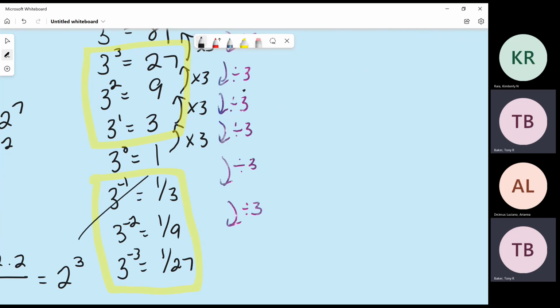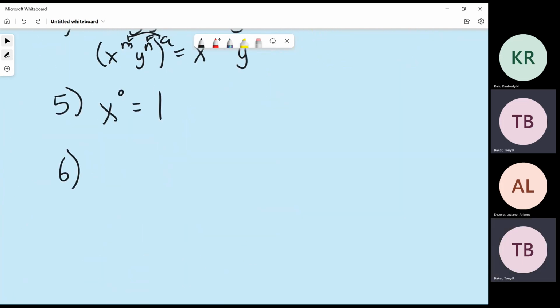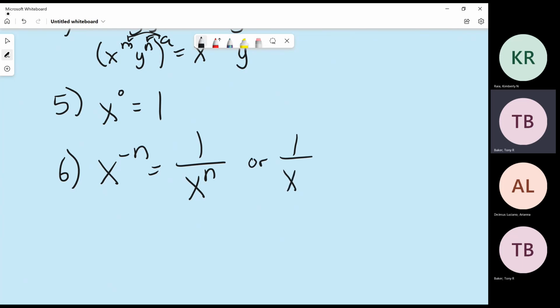So if I have a negative exponent, x to the negative n power is 1 over x to the n power. And the opposite is also true. If I had 1 over x to the negative n power, that is x to the n power. So the negative exponent switches its location in the fraction. It either puts it down the bottom or moves it up top if it was down the bottom.